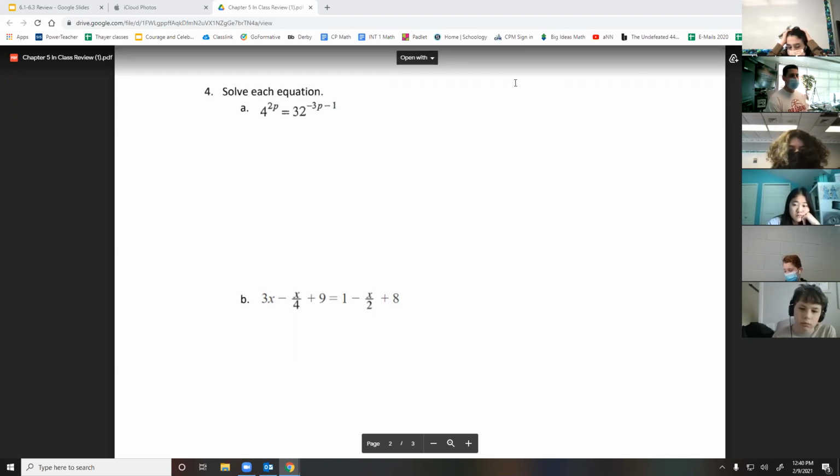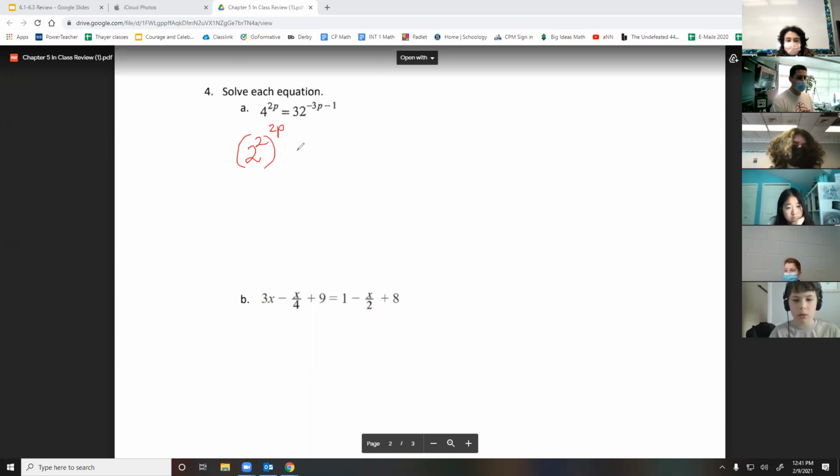In number 4, we want to solve this problem by rewriting. So I'm going to pause. Let's rewrite this as a common base of 2. Like 4 is the same as 2 to the second power, and I'll put the 2p outside of that. 32 is the same as 2 to the fifth power. Is that correct? 2 times 2 times 2 times 2 times 2. Is that 32? And put the negative 3p minus 1.